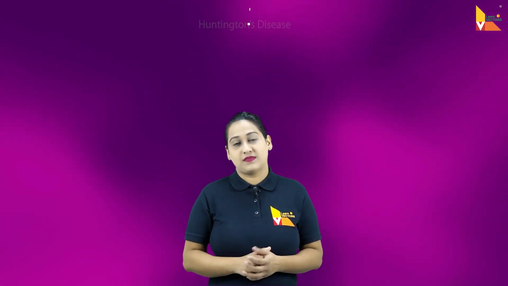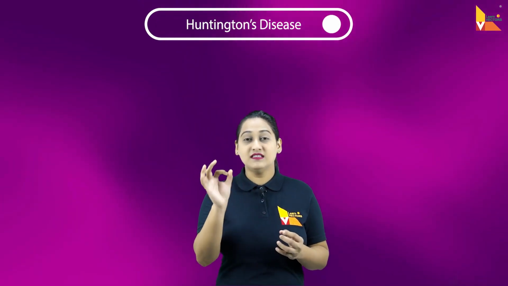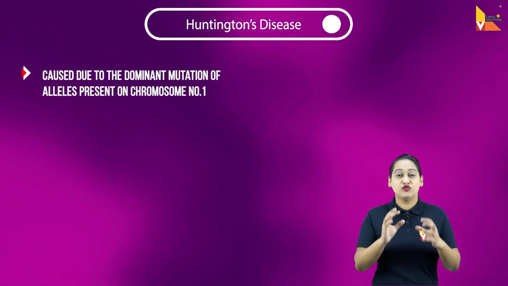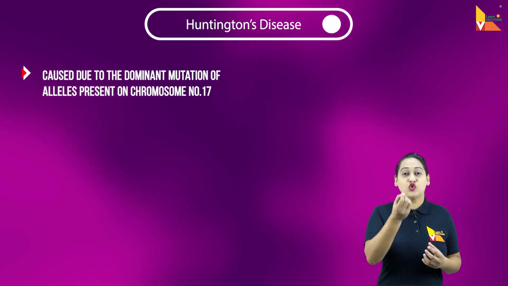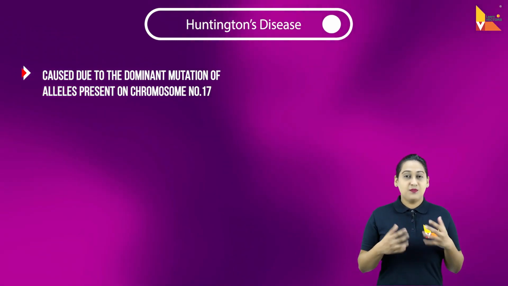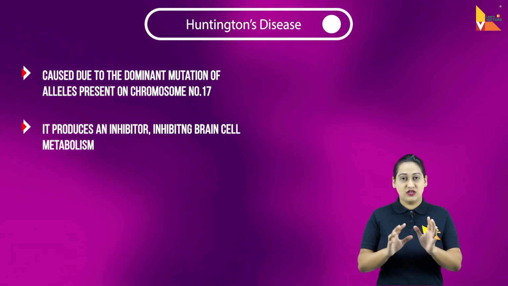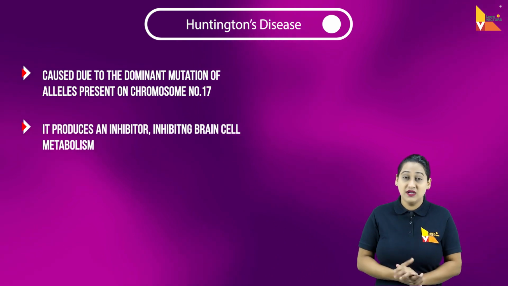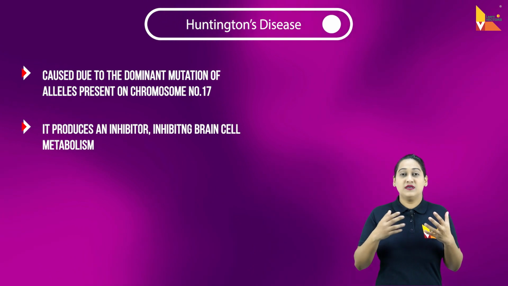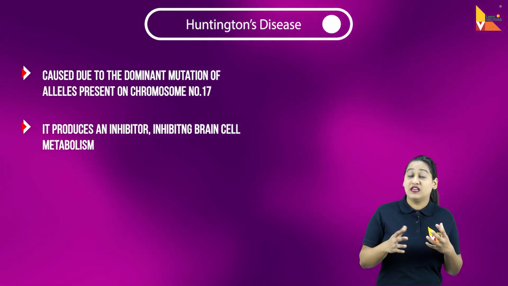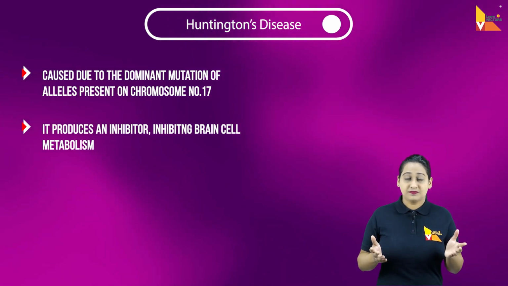The next one is Huntington's disease. Huntington's disease is also caused due to the dominant mutation of the alleles which are present on chromosome number 17. It produces an inhibitor. This inhibitor is actually inhibiting the brain cell metabolism. If the brain cell metabolism is stopped, of course, there will be some effects on voluntary and involuntary actions which can be seen on the body, right?